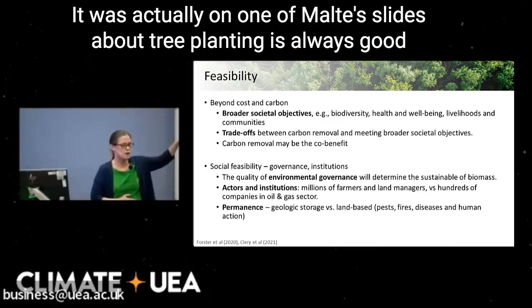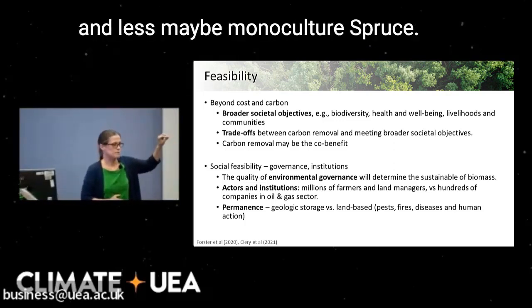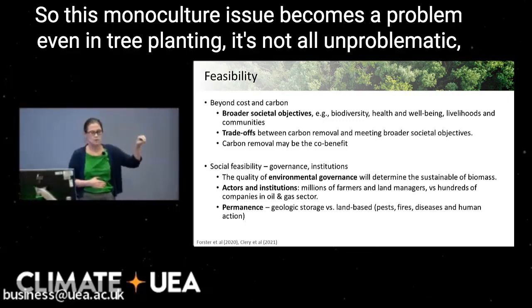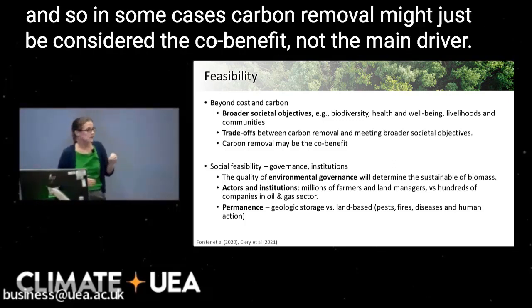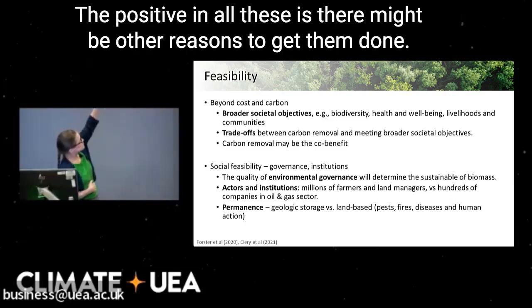It was actually on one of Malta's slides about tree planting. It's always good, unless maybe monoculture spruce. So this monoculture issue becomes a problem. Even in tree planting, it's not all unproblematic. And so in some cases, carbon removal might just be considered the co-benefit, not the main driver. The positive in all these is there might be other reasons to get them done.